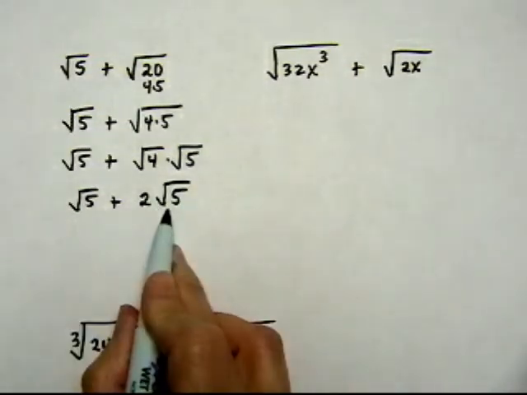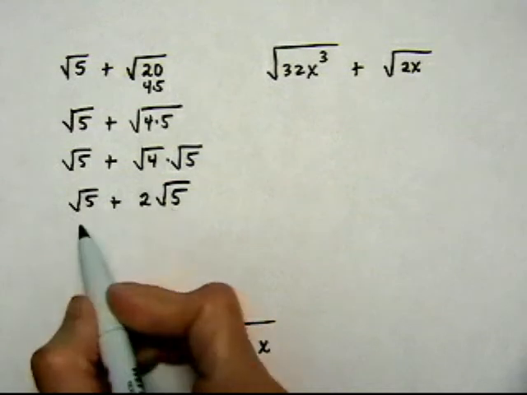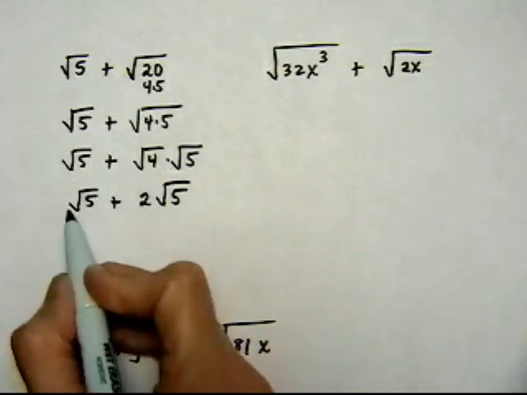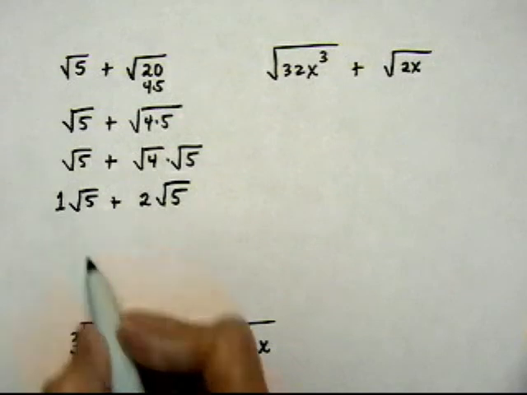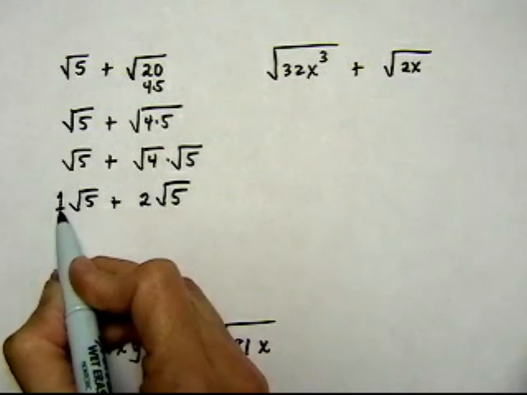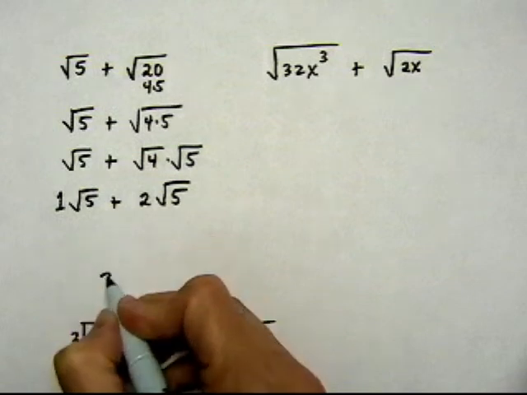And now looking at it, we have like radicals because we have square root 5, square root 5. Now we can combine their coefficients. And remember, if you don't see a coefficient, that means it's a 1, even though it's not shown. Combining the coefficients, we have 1 plus 2, root 5, or 3 root 5.